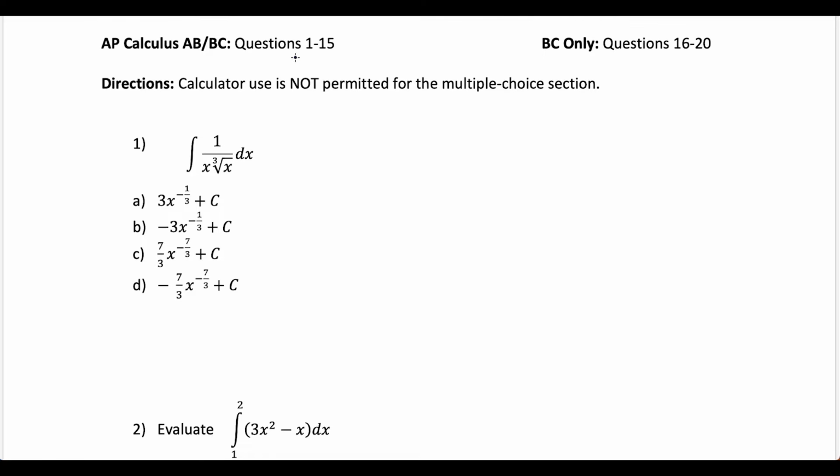Now, just know questions 1 through 15 are going to be topics that are on both the AB and BC test, whereas for questions 16 through 20, that's just BC stuff. And at no point are we going to be using a calculator. And first up here, we're just doing this antiderivative.